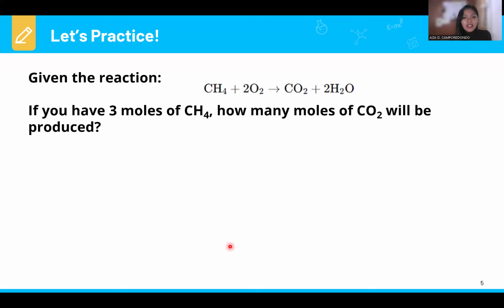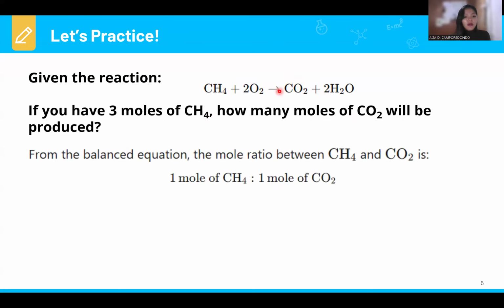Okay, so right here, first we need to look at the ratio of both substances that are related and that we need to find. For methane, there is only one coefficient. Even though there is no number right here, it is understood that there is a number one there. One coefficient or 1 mole of methane. On the other hand, for carbon dioxide, there is also 1 mole of carbon dioxide.